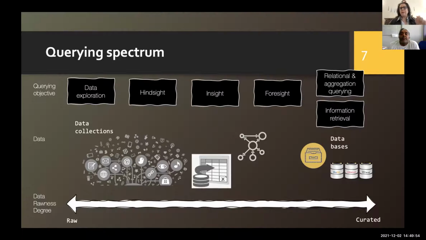So, a spectrum of querying. The problem here is an existential problem. What are the questions that I want to ask? And sometimes this is the real problem of really using data and running experiments on top of data. What do we really want to know?